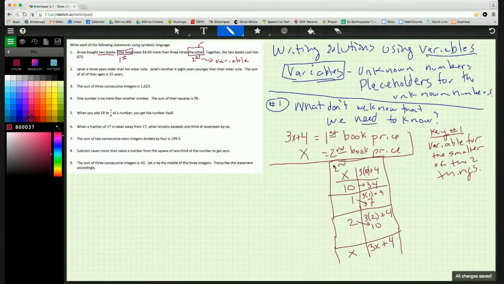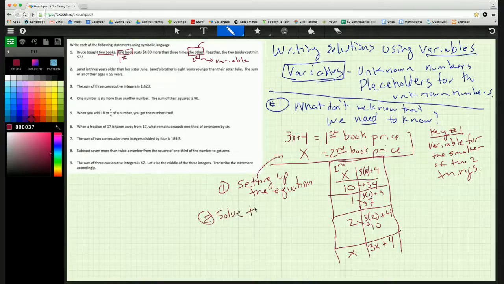Okay, so that's kind of the first thing. They call this setting up the equation. That's what we just did. We declared our variables and we declared what they mean. And now we have to do part 2, which is called solve the equation.